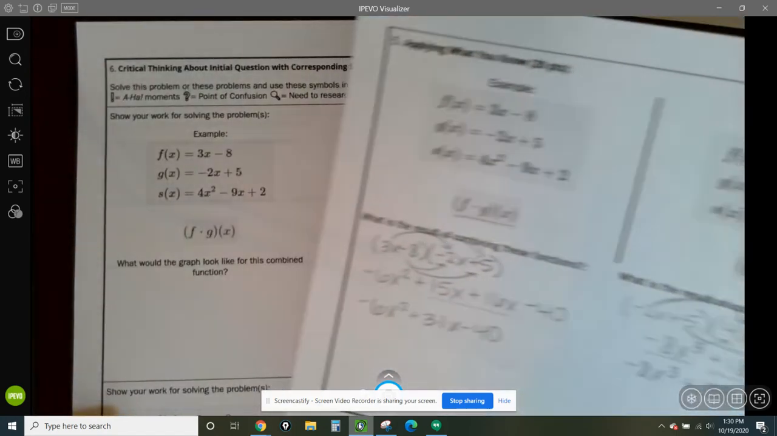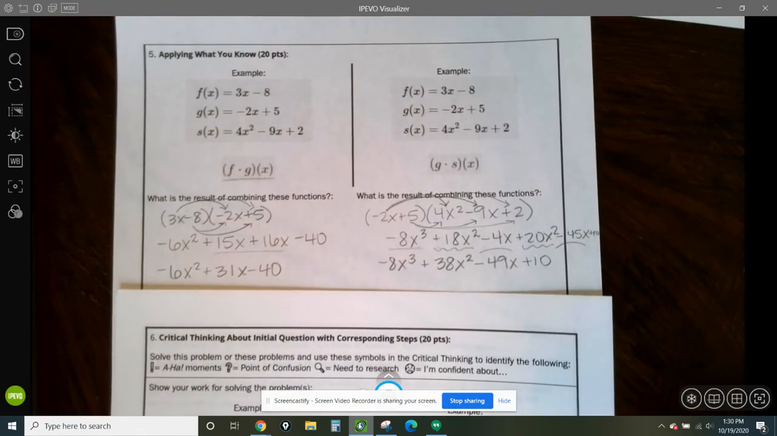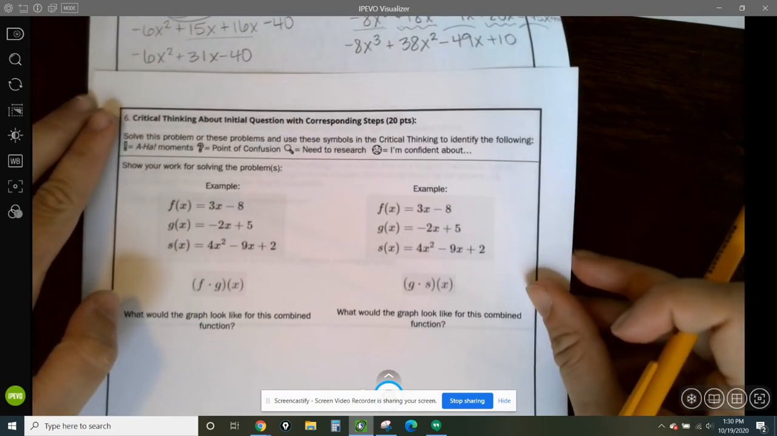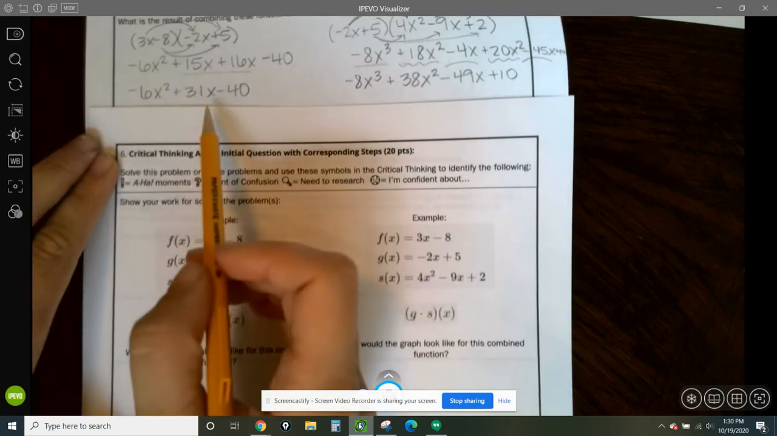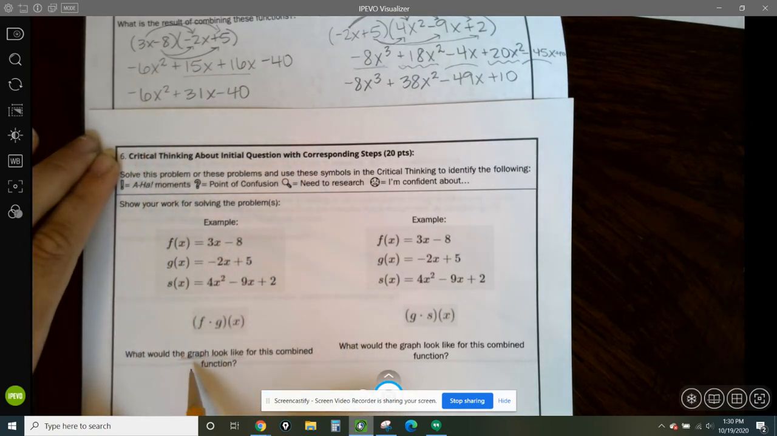So now number 6. This is going to be very similar. Remember, number 6 is always the same problem that we just did on number 5, but it asks you to take it one step further. What would the graph look like for the combined function? So we just figured out what the combined function was. Now, what will the graph look like?